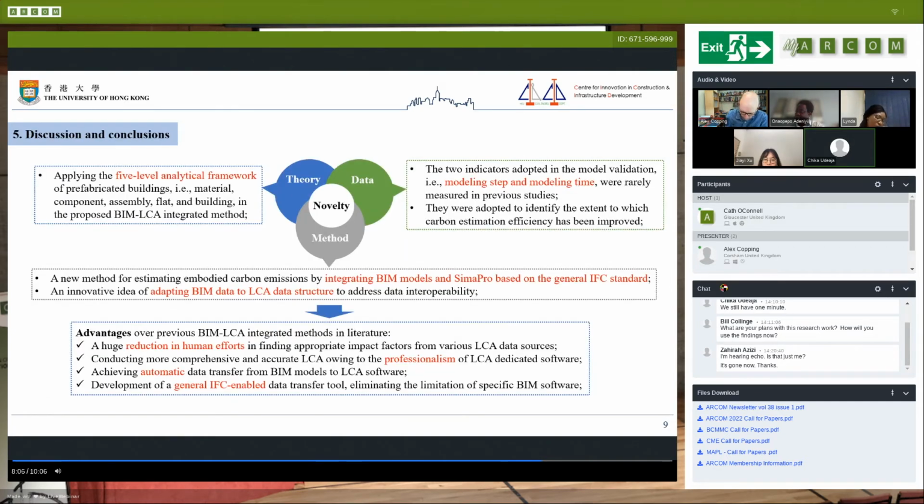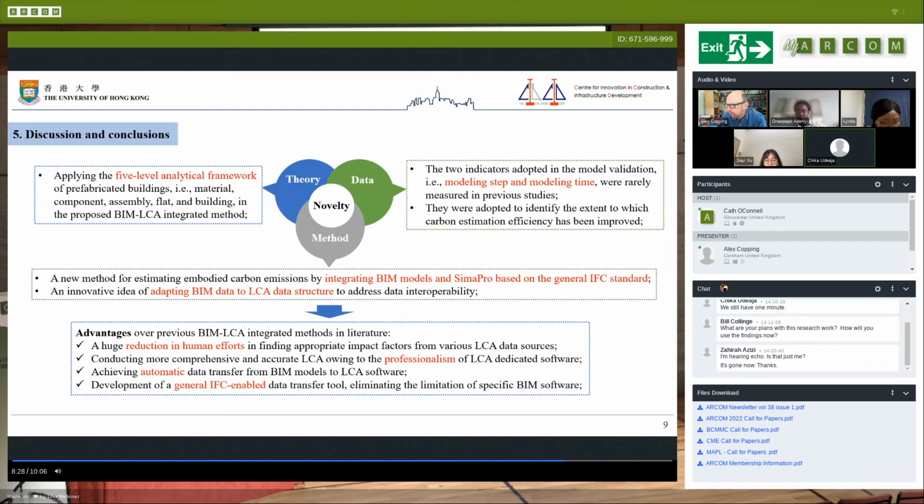The novelty of this paper can be concluded in 3 aspects: theory, data, and method. In theory, a 5-level analytical framework of prefabricated buildings was applied in the proposed method, while the prefabrication system was rarely considered in previous methods. The framework can facilitate standardization of embodied carbon results.